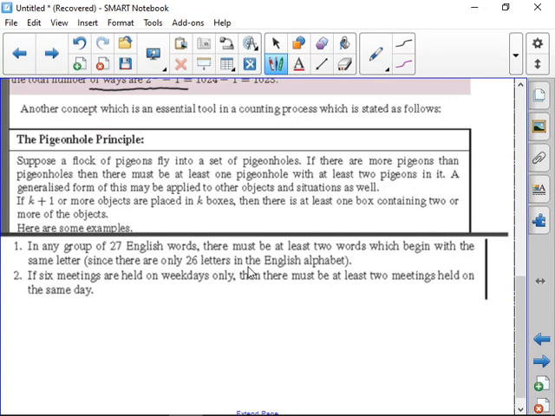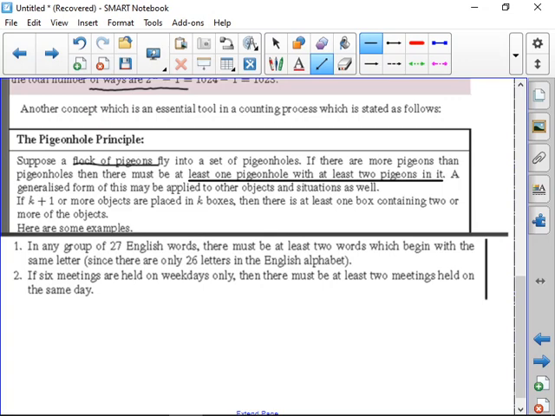Another concept which is an essential tool in a counting process is the pigeonhole principle. You know what a pigeon is. A flock of pigeons means a group of pigeons flying into a set of pigeonholes, the places where they stay. If there are more pigeons than pigeonholes, then there must be at least one pigeonhole with at least 2 pigeons in it.